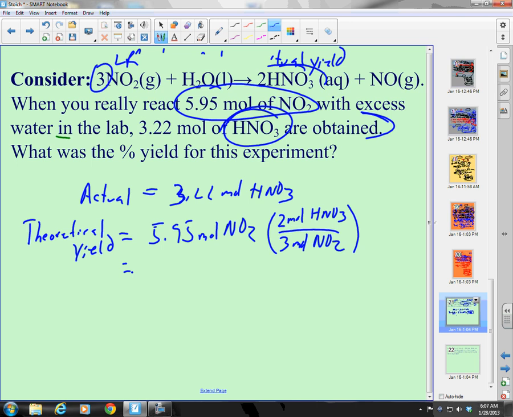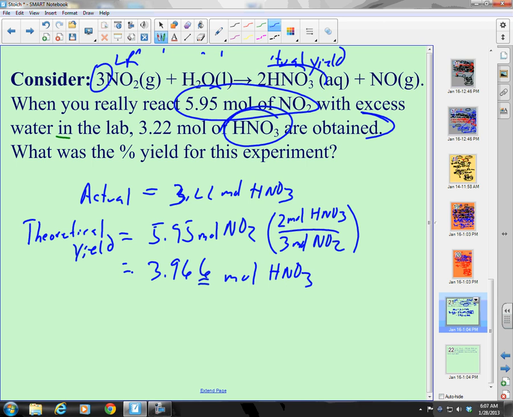What do I get? I have my magic TI 30XA in front of me. 5.95. That's good. I got that. I can use my fingers. Divided by 3 times 2. And I get 3.966 moles of nitric acid.